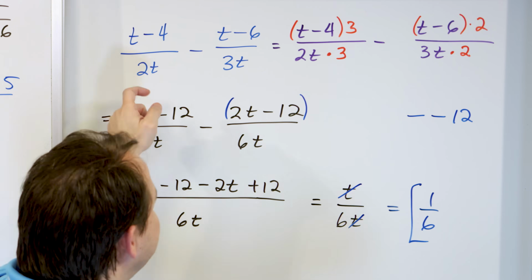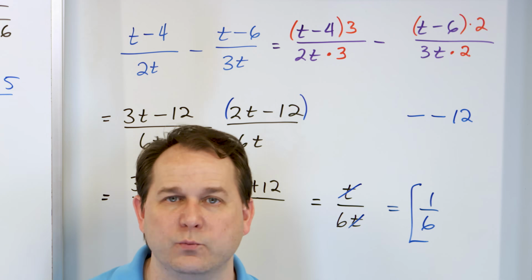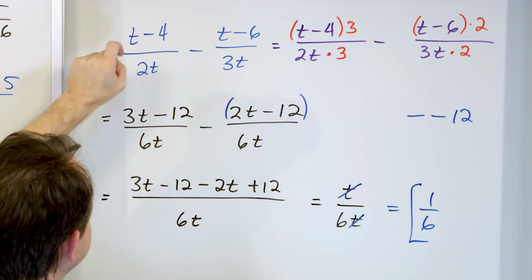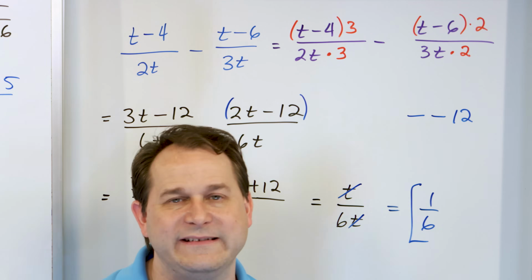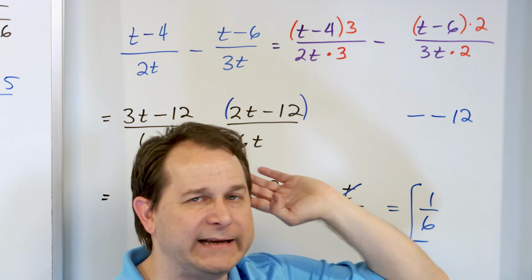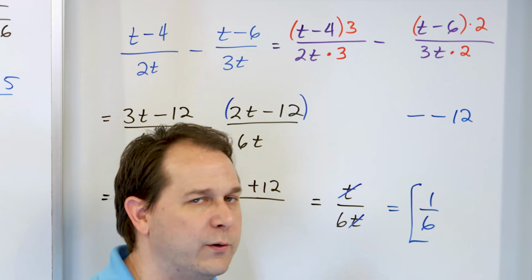Why? Because 2 times 15 will make 30. And 3 times 10 will also make 30. So if I multiplied this by 15 over 15, and then multiplied this by 10 over 10, I would still have 30t as a common denominator. But when I do that, the numerators will be completely different because I'm multiplying by different numbers. And when I go through all of it, I'm still going to get 1/6.